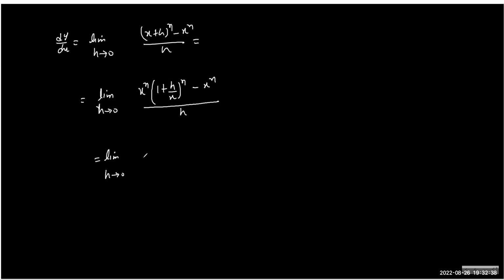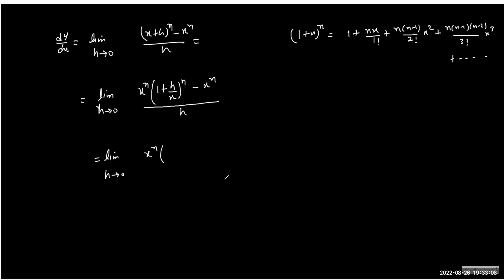Or what else you can remember? So the (1 plus x) power expansion. I'll tell you the expansion once again. It is 1 plus nx upon factorial 1 plus n into (n minus 1) by factorial 2 into x square plus n into (n minus 1) into (n minus 2) upon factorial 3 into x cube and so on. You can write like this also. Which one you want to prefer? That's up to you. This is true when x is a small number. Okay, I'll choose this way of writing for the first time.